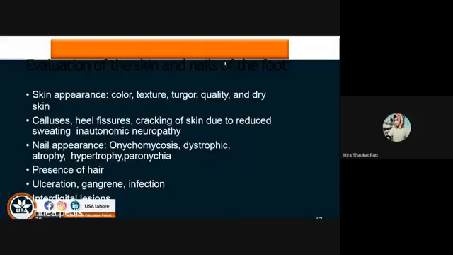Alright, so let's resume. You can look for abnormal callus formation. Is there some heel fissure? You can check whether there is cracking of skin or not. You can check the nail appearance of the person. You can check for the presence of abnormal ulceration, some infection signs, or whether the interdigital spaces are normal and whether there is any infection or not. So these are the things you can check in the examination of skin and nails in the person in whom you're assessing the diabetic foot.